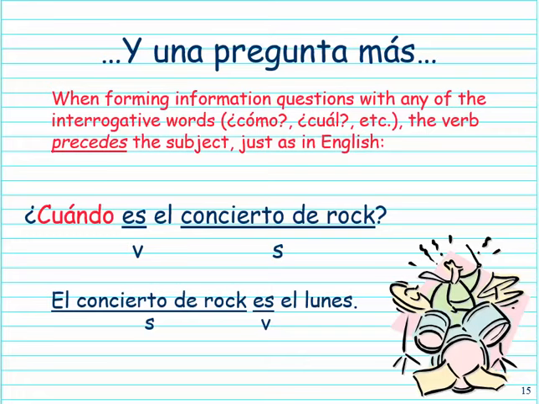We do the same thing in English. When is, there's your verb. The rock concert, there's your subject. So verb first, subject second. Whereas in a declarative sentence, like the second example, el concierto de rock es el lunes, the subject goes first. El concierto de rock, the rock concert. Es, the verb, goes second. Is.